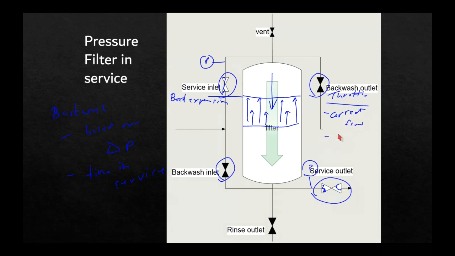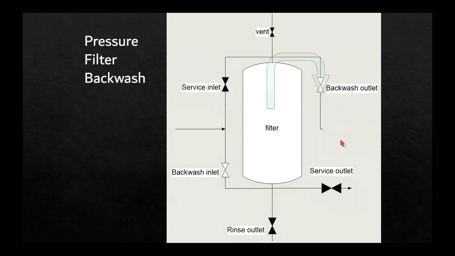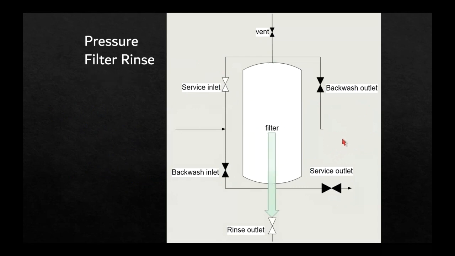And we also need to have the correct amount of time. So maybe it'll be backwash at flow X for 10 minutes or something like that. So there you can see the backwash. Then what we're going to do is rinse it.